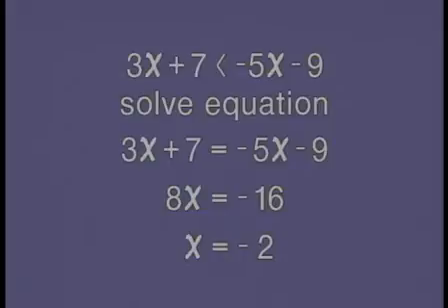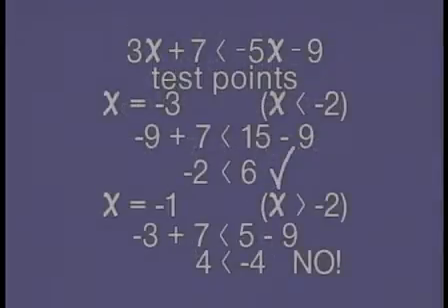Now what does that mean? It means that when x equals negative 2, the equation has a solution. But we want a situation where one side is less than, not equal to the other side. So all we do is then we test points. So let's look at the next visual, which has our inequality. 3x plus 7 is less than negative 5x minus 9.